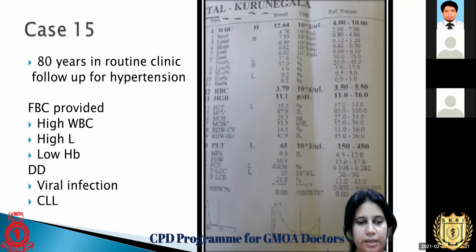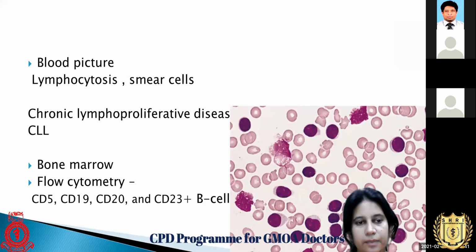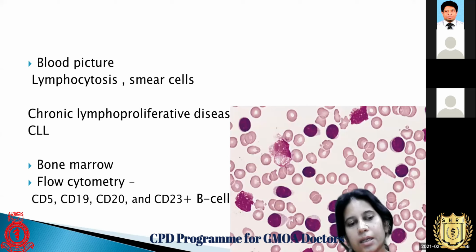So you have to go back to your examination. You see whether there are any lymph nodes or spleen palpable. You have to perform an ultrasound scan. Then you see a blood picture. It's very diagnostic. You see a lot of lymphocytes in the blood picture with smear cells or smudge cells, more in favor of CLL or chronic lymphoproliferative disease. So this case has to be diagnosed with bone marrow and flow cytometry.